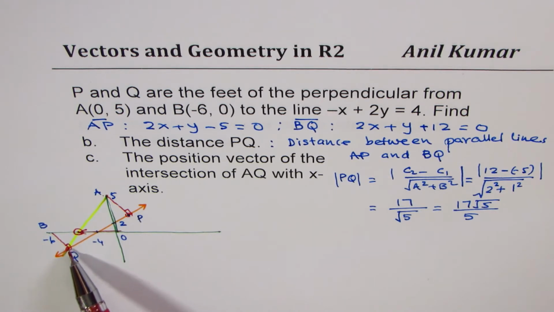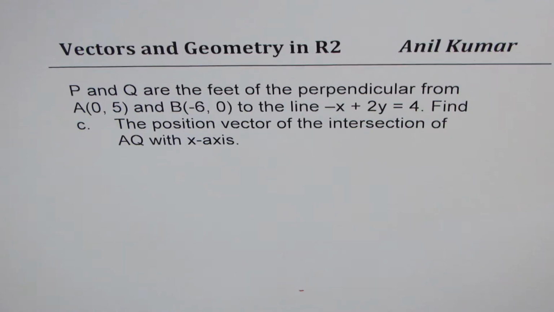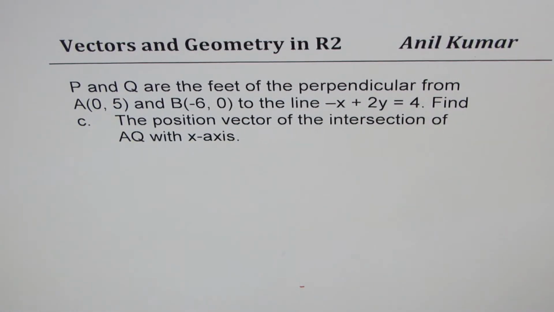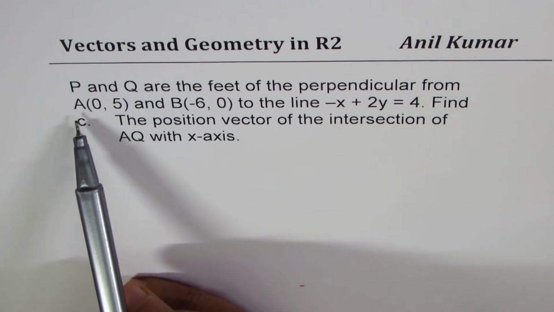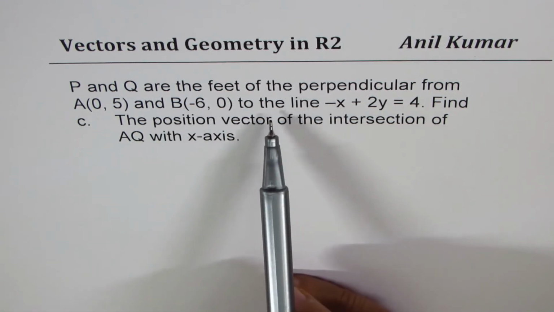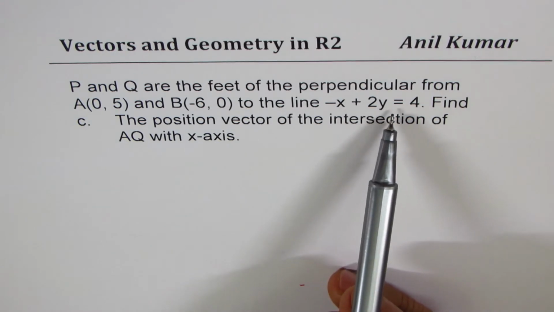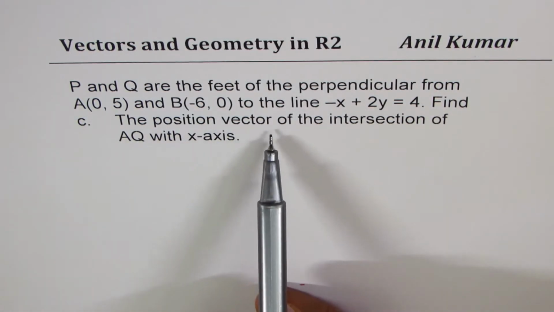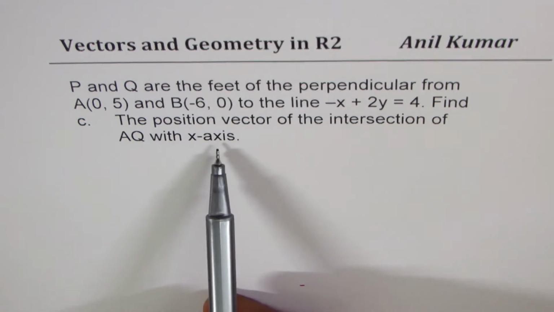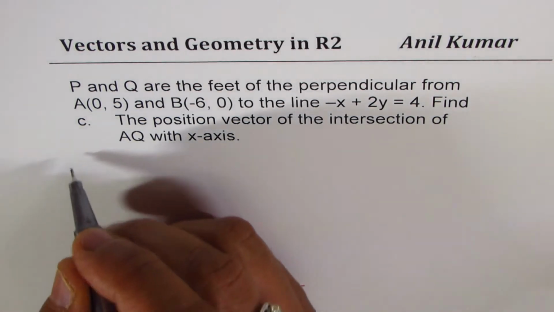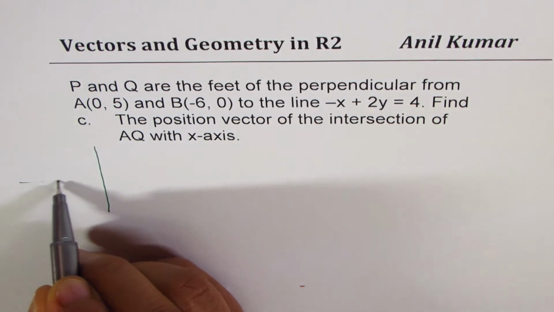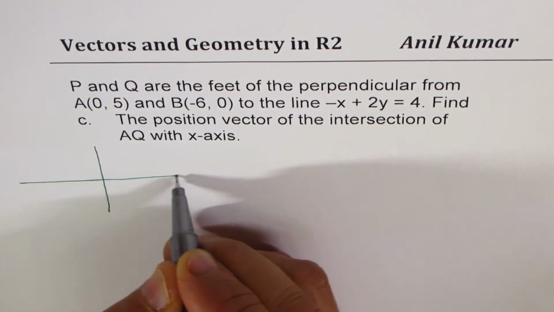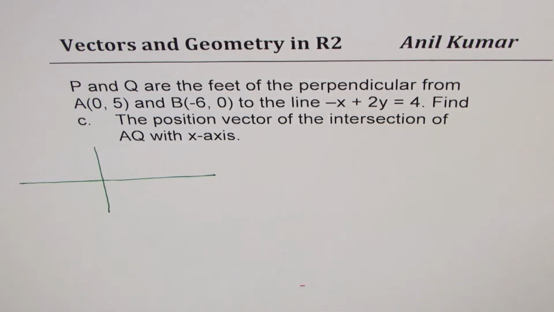So we need to find the coordinates of point Q now. That is very important. So let me take that on a fresh page and move on to part C of this question. The question is: P and Q are the feet of the perpendiculars from A (0, 5) and B (-6, 0) to the line -x + 2y = 4. Find the position vector of the intersection of AQ with the x-axis. So till now what we have done is really found all the equations, and now we'll use those equations to find the point of intersection, and then we'll know the solution, right?